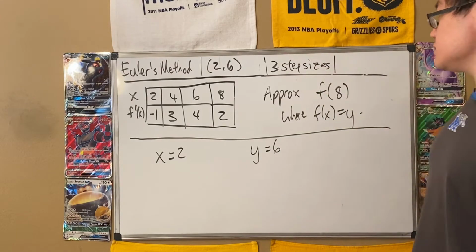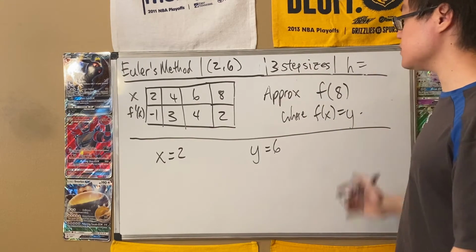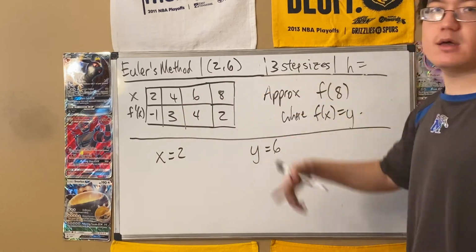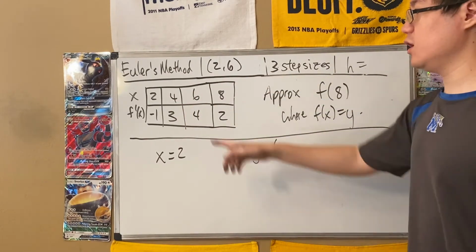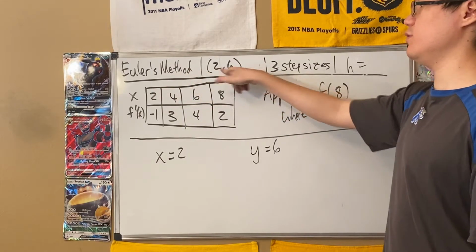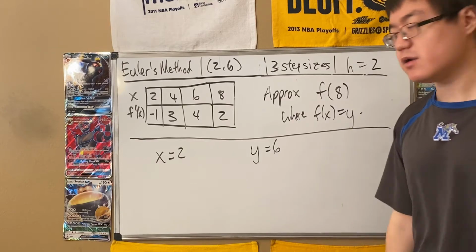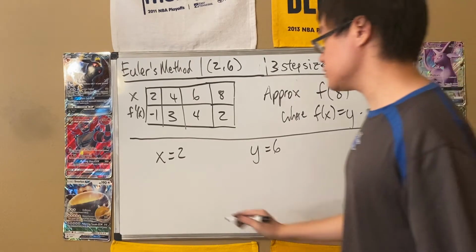We have 3 step sizes, so we do have to determine the h in this case. But notice that because we have 3 step sizes and we want to go from 2 to 8, it looks like our h is just going to be 2, because we want to go 2, then 2, then 2. So h in this case is not going to be a fraction, which I'm not going to complain about. It's going to be 2. So let's go for this process.